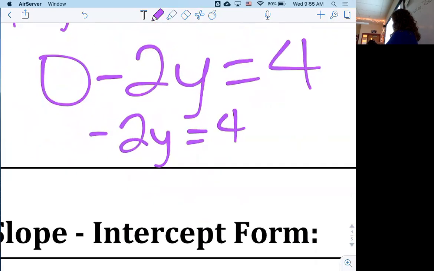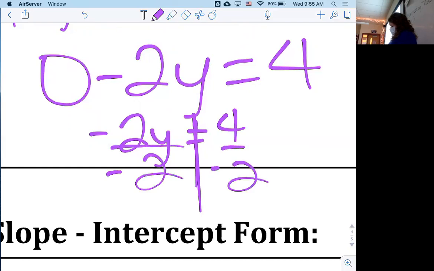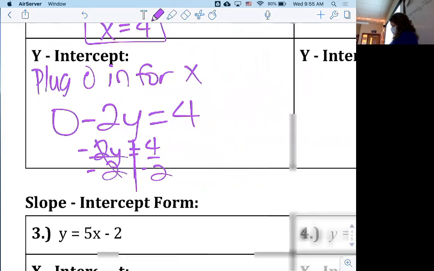How do we get y by itself? Going back to basics here. Nate? Careful. Yep, divide by negative 2. All right, so our y-intercept is going to be negative 2.